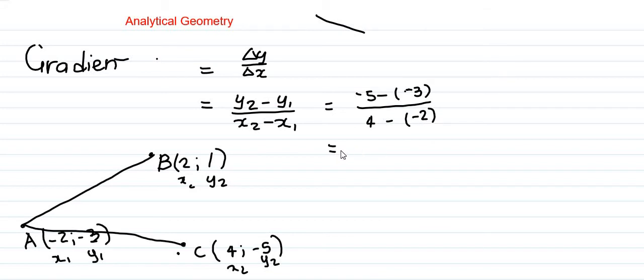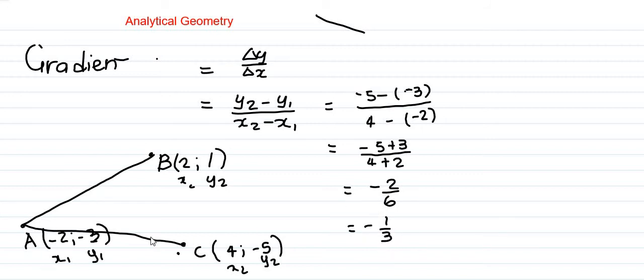So we remember that a negative into a negative gives a positive. So we get minus 5 plus 3 divided by 4 plus 2, and then minus 5 plus 3 divided by 4 plus 2 gives minus 2 all over 6, which is simply minus 1 all over 3.